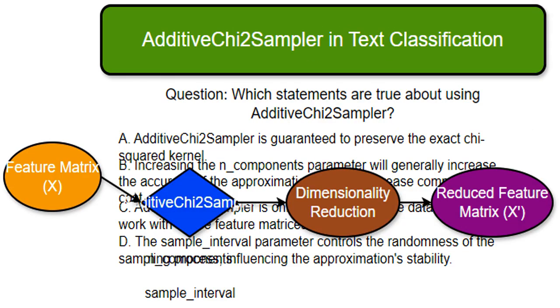This is a parameter of AdditiveChi2Sampler. It specifies the number of new features AdditiveChi2Sampler should create. More components mean a more accurate representation of the original data, but with a higher computational cost. This is another parameter of AdditiveChi2Sampler. It controls how frequently the algorithm samples features. A smaller value increases the number of samples, making the result more reliable, but again potentially slower.